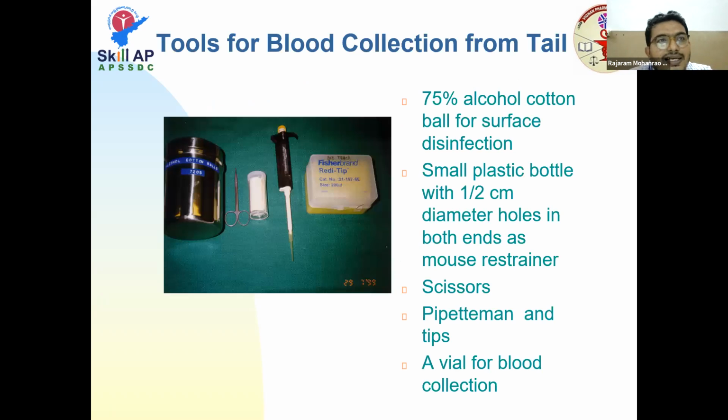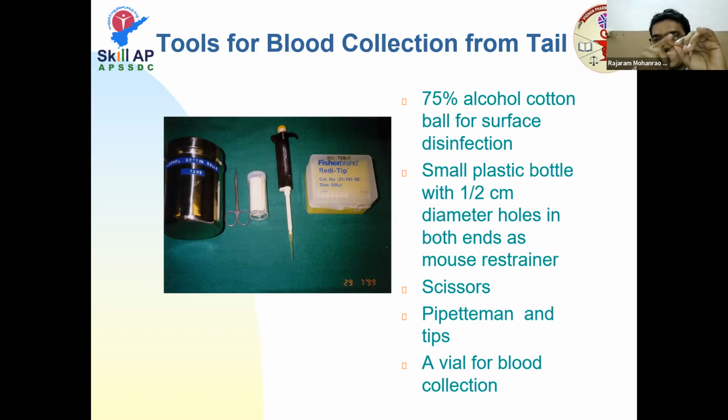So before collecting blood, what are the things we do? Animals are social animals, so there will be 5 to 6 mice in the same cage. Their litter will be there, everything will be there. So the whole body will be filled with dust and foreign particles and unhygienic conditions. So if we cut the tail, we will be making an injury, and it will be contaminated.